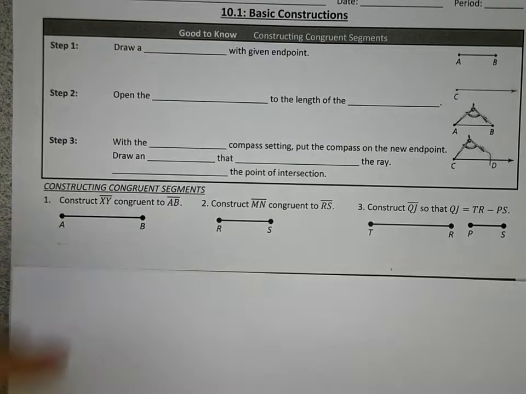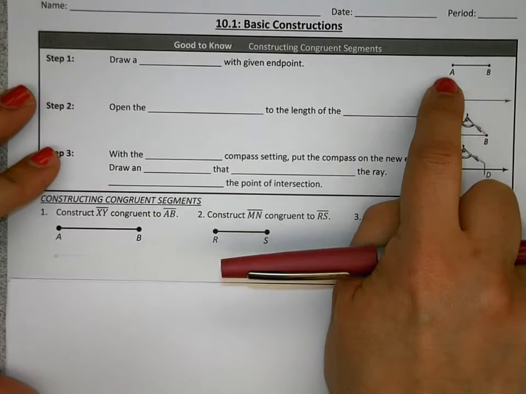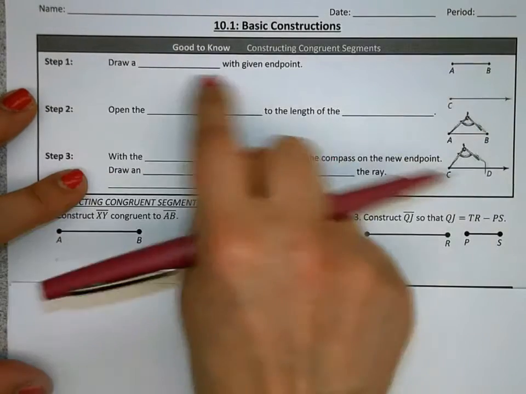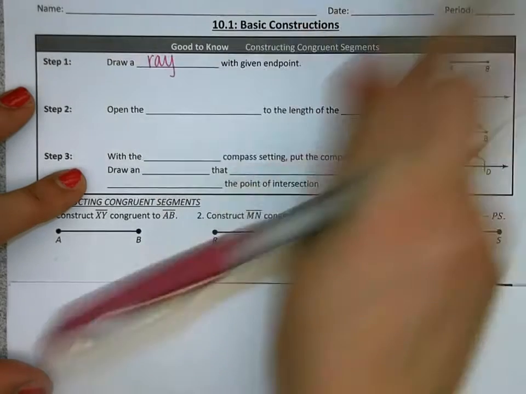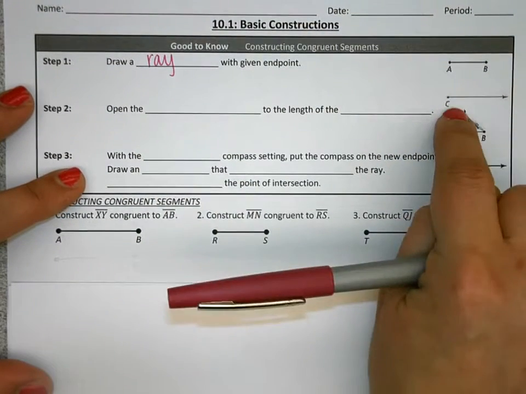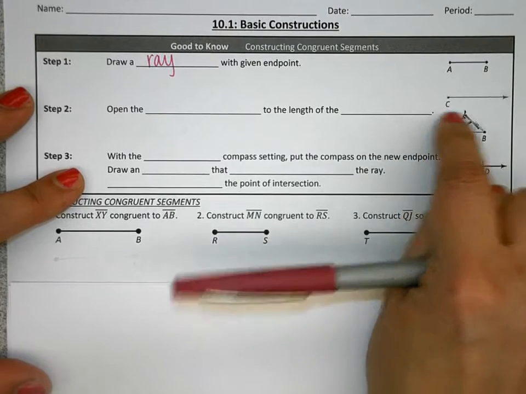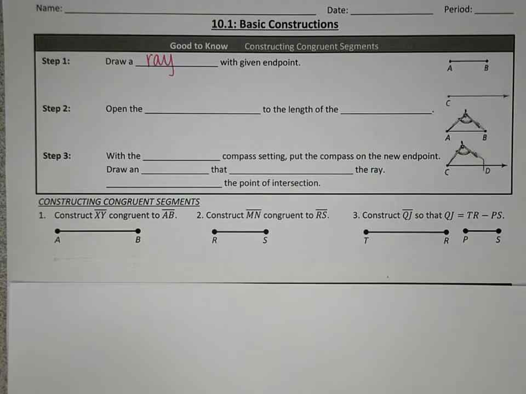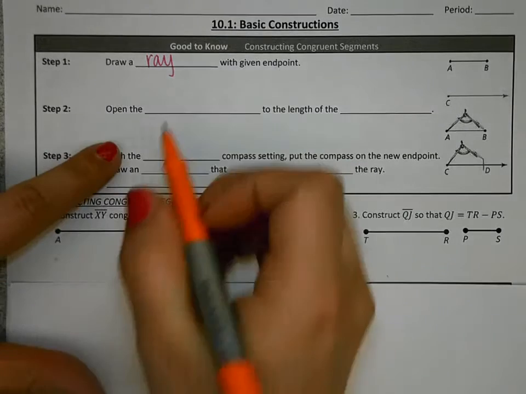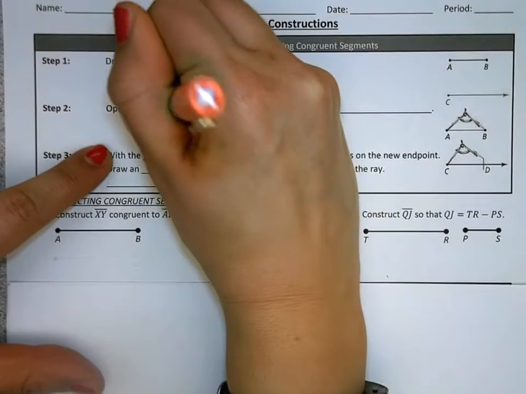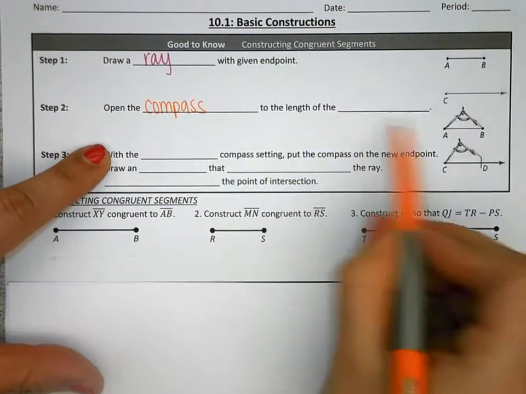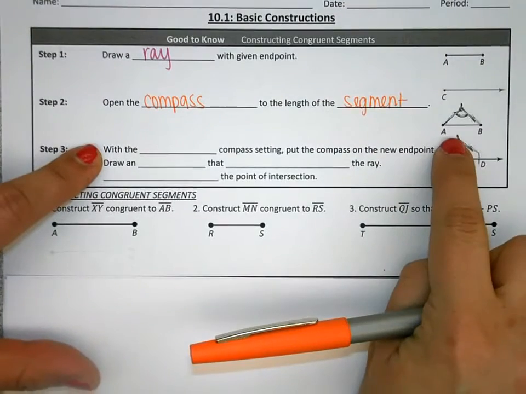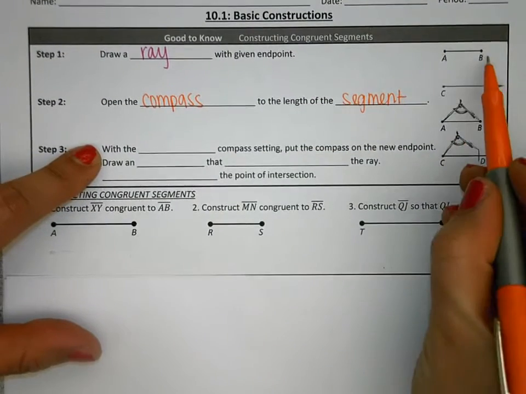Step one, when I am constructing congruent segments, if AB is the segment I want to copy, I first need to draw a ray with the given endpoint. So underneath here, I'm copying AB. Here's step one: draw a ray, make an endpoint on it. Okay? Then what you are going to do is open your compass to the length of the segment. Like you can see in the picture, we're going to take our compass and open it to the length of segment AB.